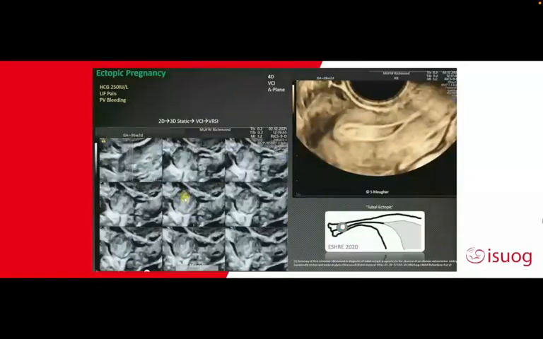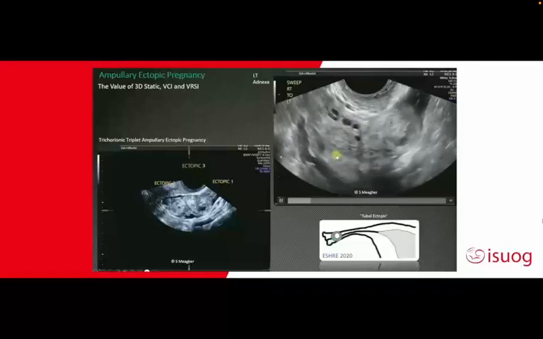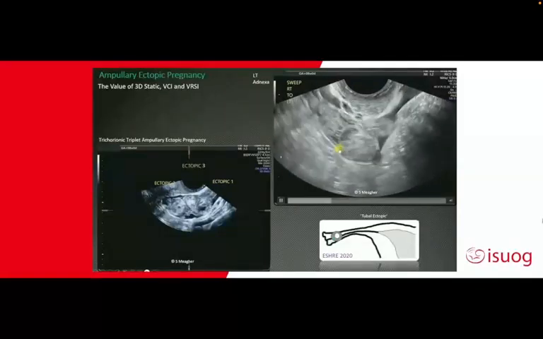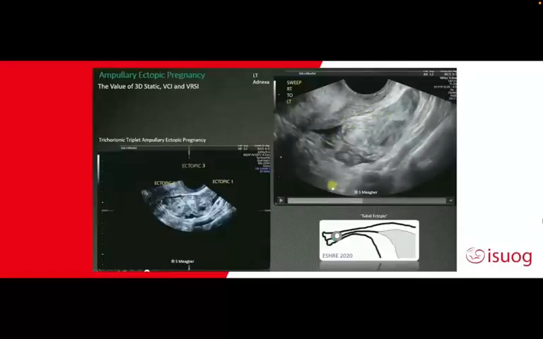Remember, it's the trophoblast that's the aggressor. The more trophoblast there is, the more likely it is that it is going to rupture. Not only in terms of determining the volume of trophoblast in terms of the possibility or likelihood of rupture, it also allows you to clarify these complex ectopics.